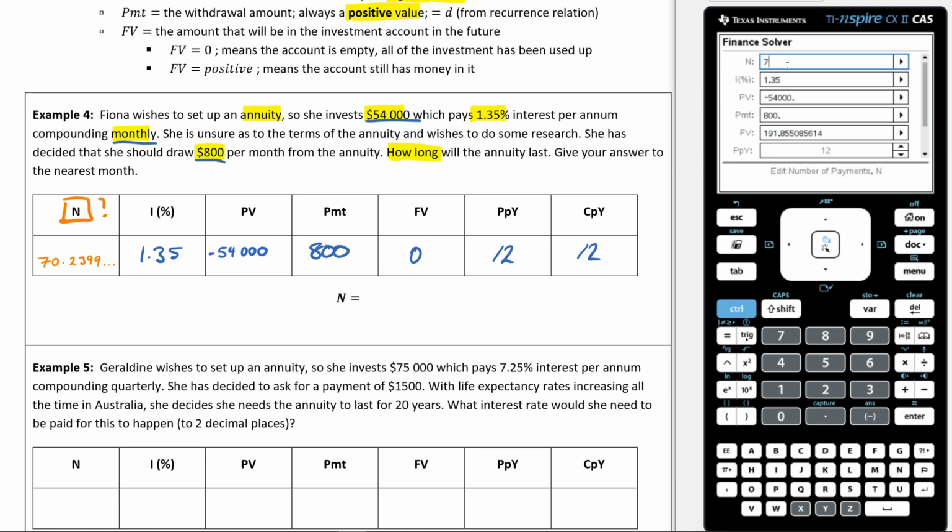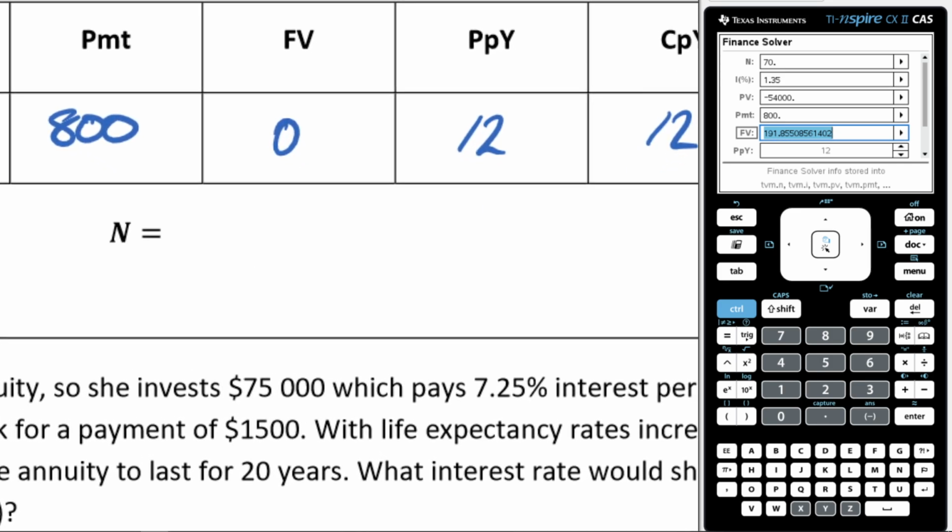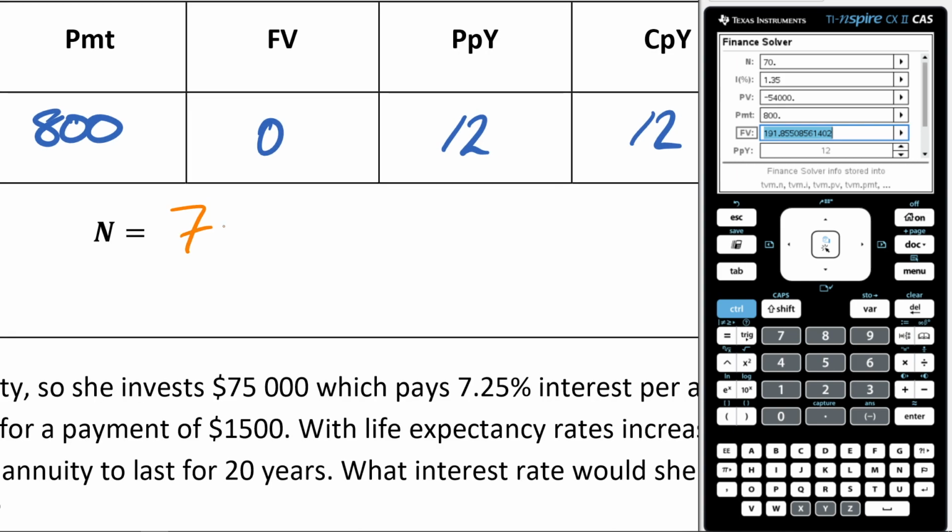If I was to do it after 69 months, I would have 990. Well, that clearly is more than 800. So that means I can do it for one more month. But if I do it for one more month, I'm going to be only left with 191. So that means what this is going to be is it's going to be 70 months. And the last payment is going to be different.